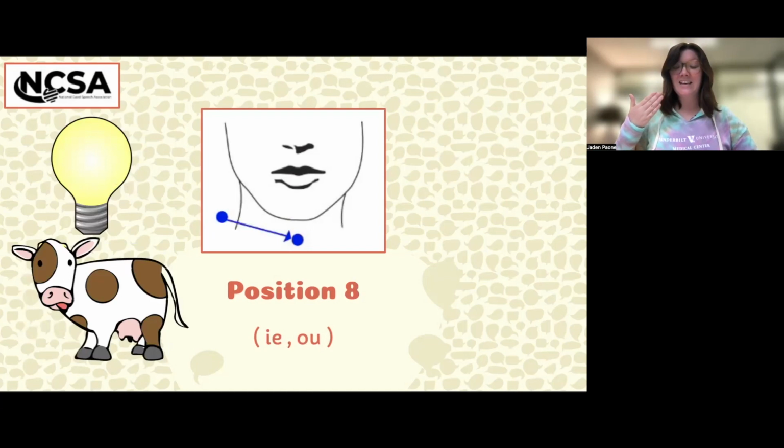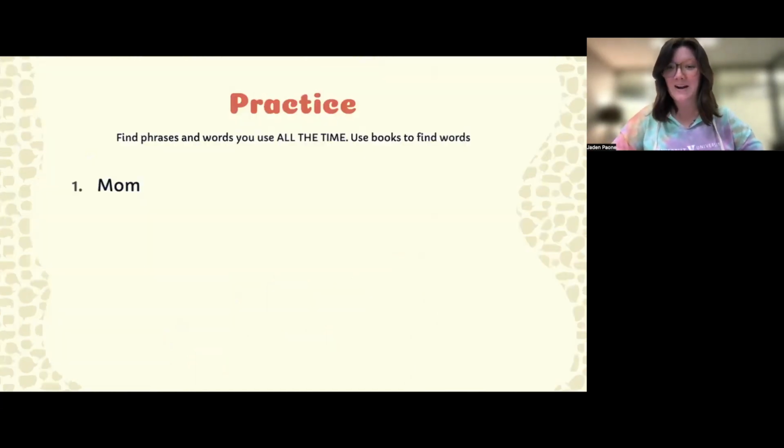All right, this one starts in that neutral position, but moves inwards towards your throat, like so. It's used for I, as in light. It's also used for ow, as in cow. All right, so those are all of the basics. Feel free to stop the video, go over it several times.